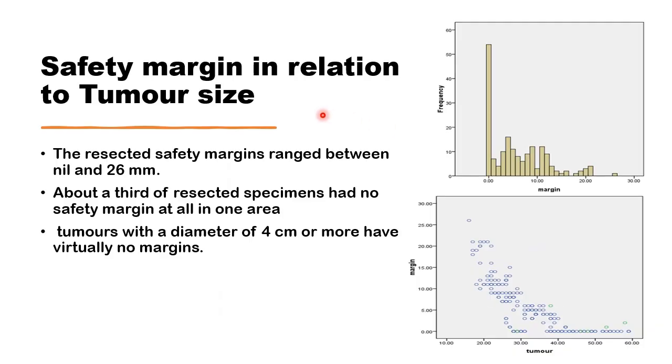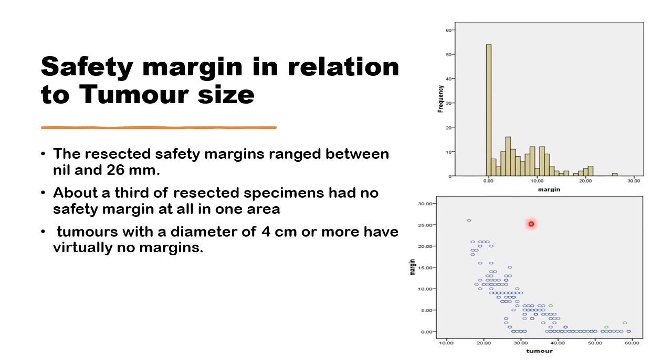When we take the analysis one more step further to see the relation between the tumor size and the safety margin, on looking at the plot of the safety margins, you could see that the vast majority have no margin at all, have a zero margin at one point of the circumference, and that the maximum safety margin would be about 2 centimeters or so, but most of them would be a few millimeters or zero.